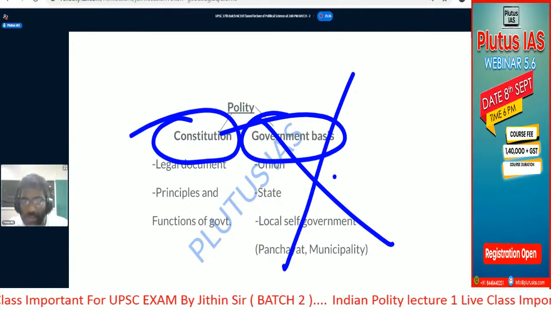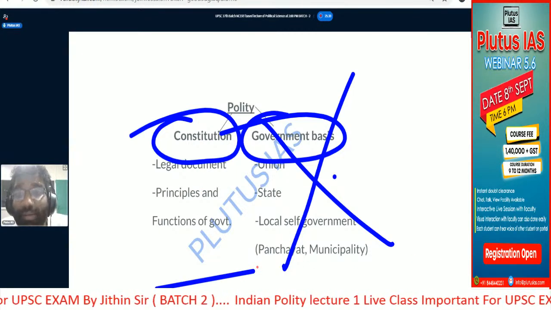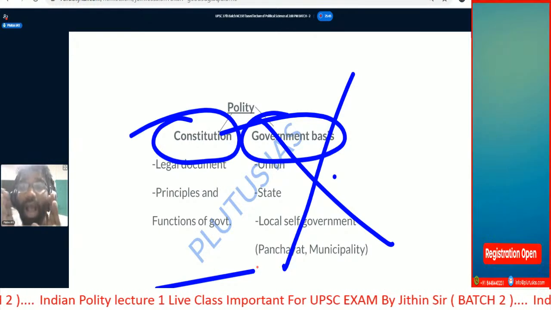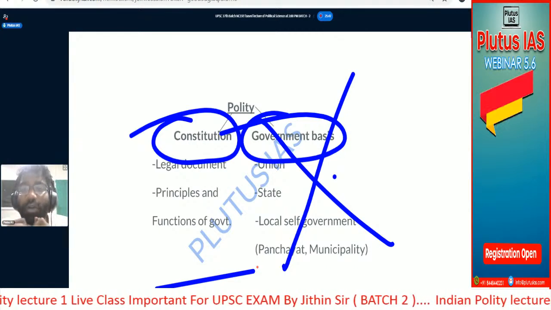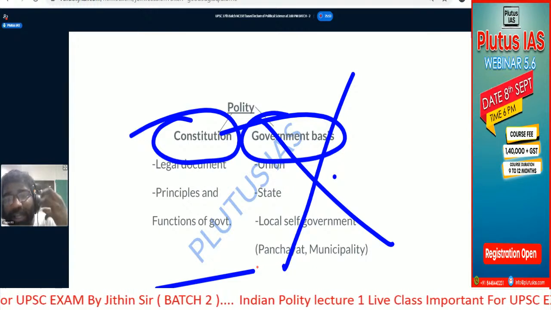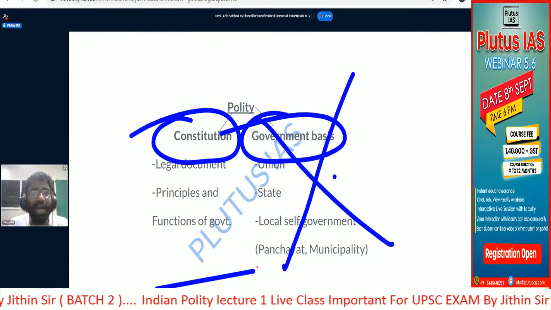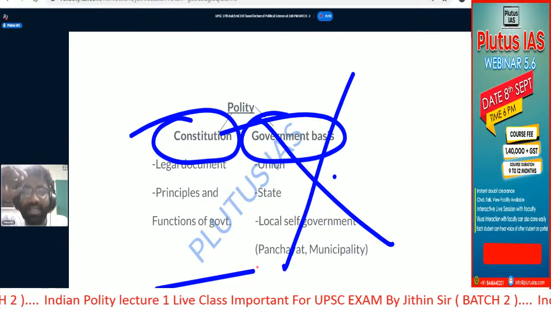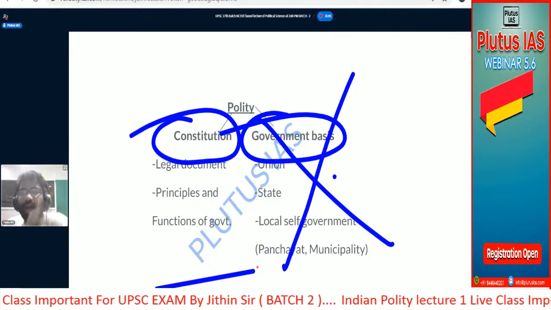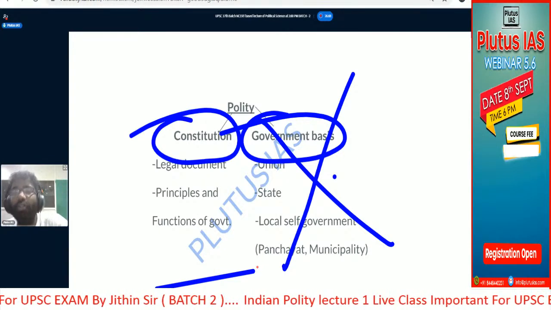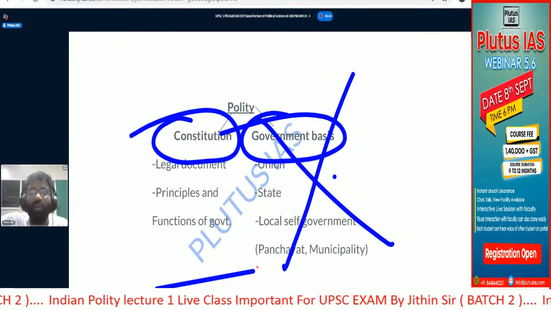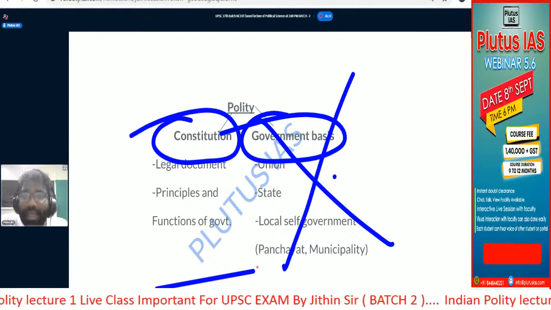Now, it also tells the government how the government should function. What are the functions of the government for welfare of the citizen? हमारी देश की सरकार को क्या-क्या काम करना चाहिए? What should be the functions of the government? In the Constitution it is specified that the government of India or a government of a particular state in India should perform these functions for the welfare of the citizens and for the upbringing of the nation.